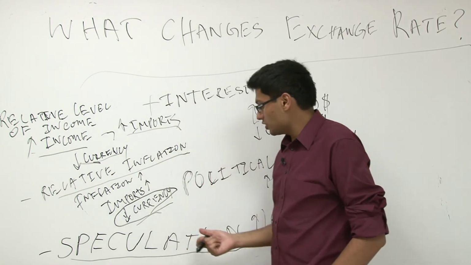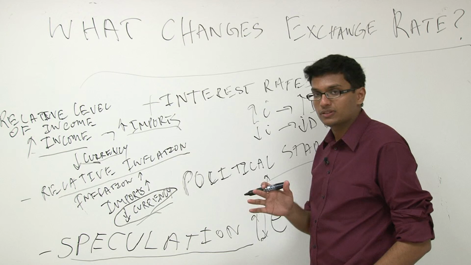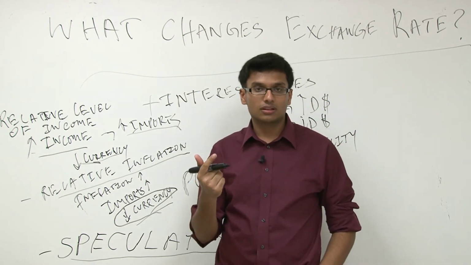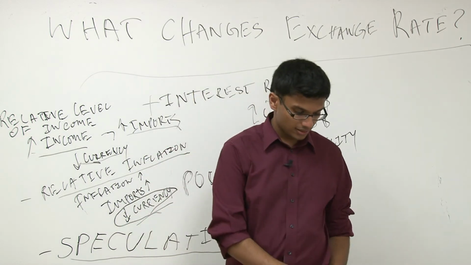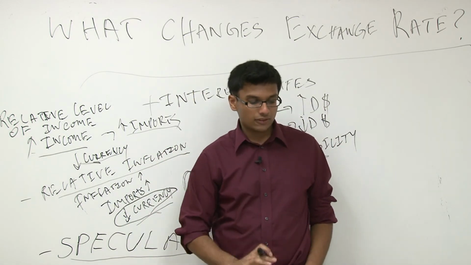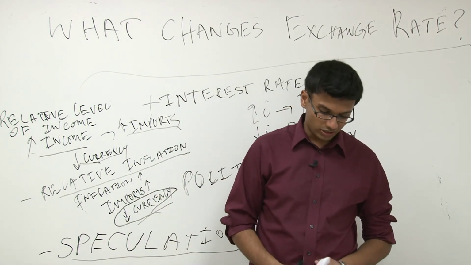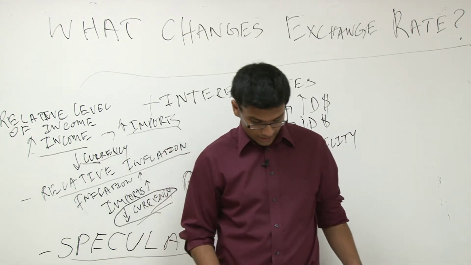Last thing to talk about is speculation. Basically, you can speculate about different things: the economies, interest rates. All of those dictate how currencies work and exchange rates. Price of currency, if it goes up, it's appreciation. Price of currency goes down, depreciation. All right.